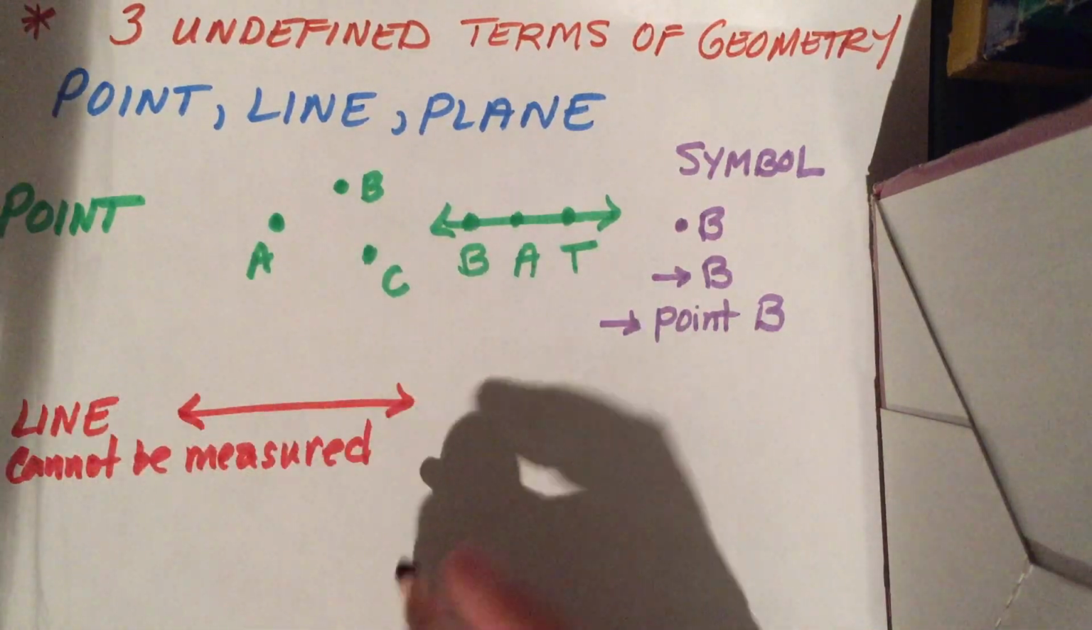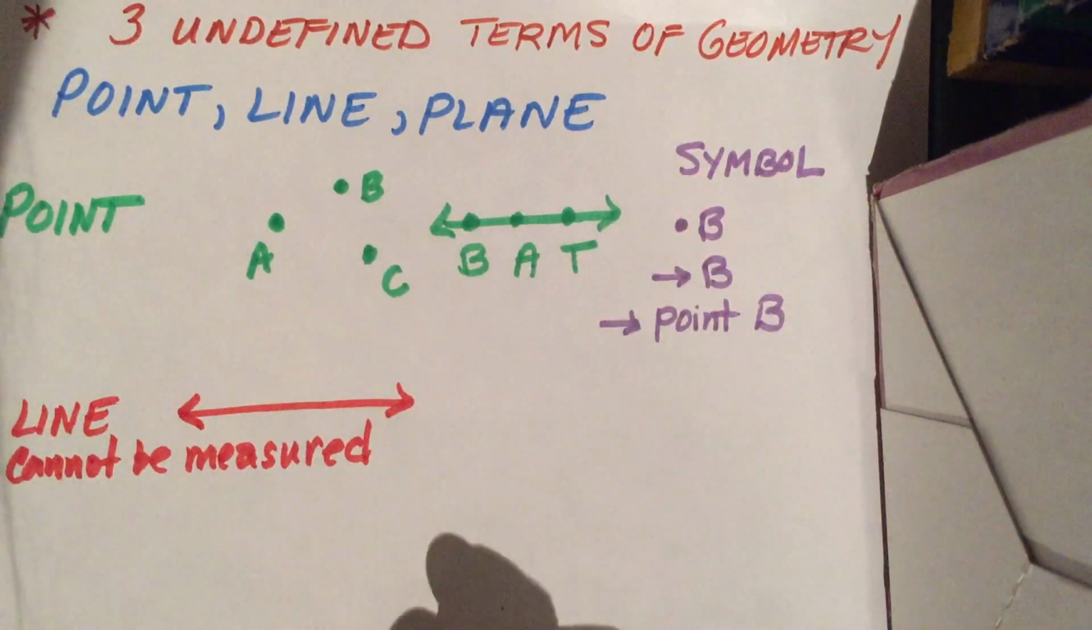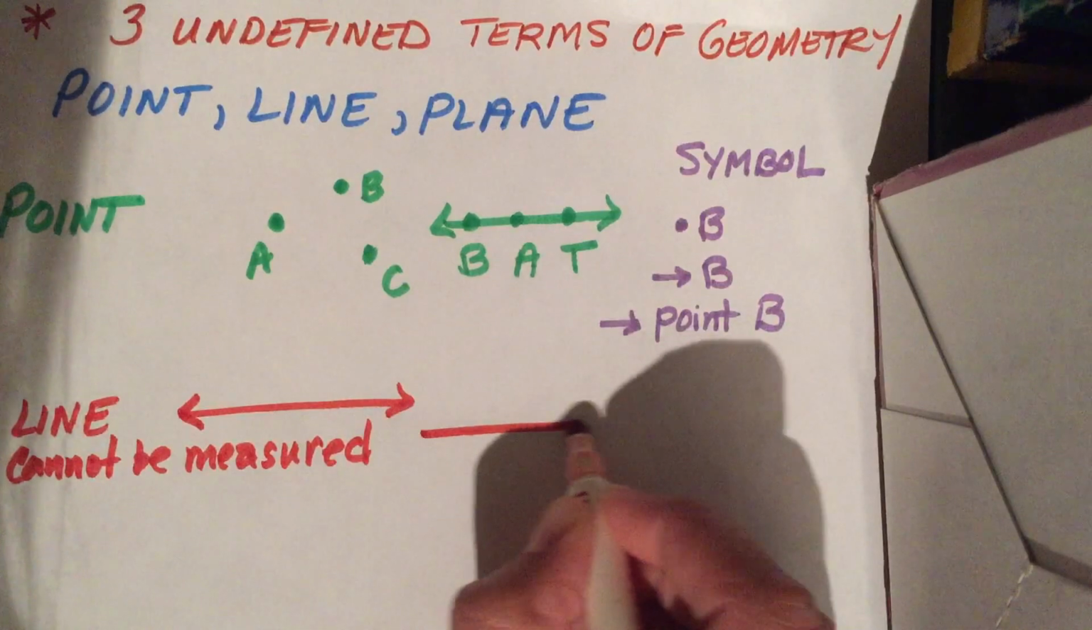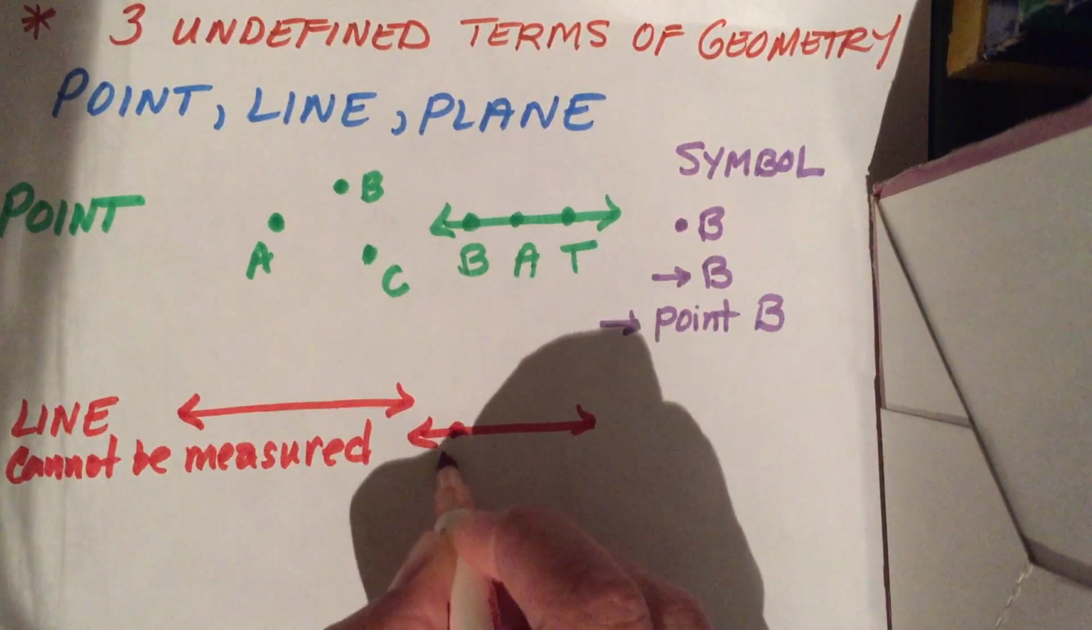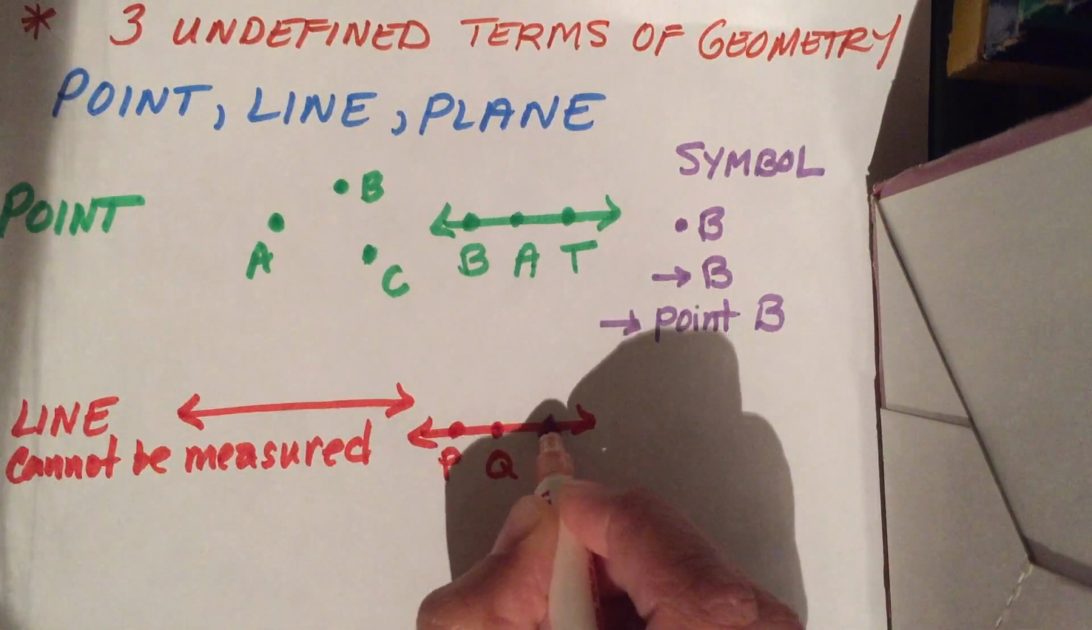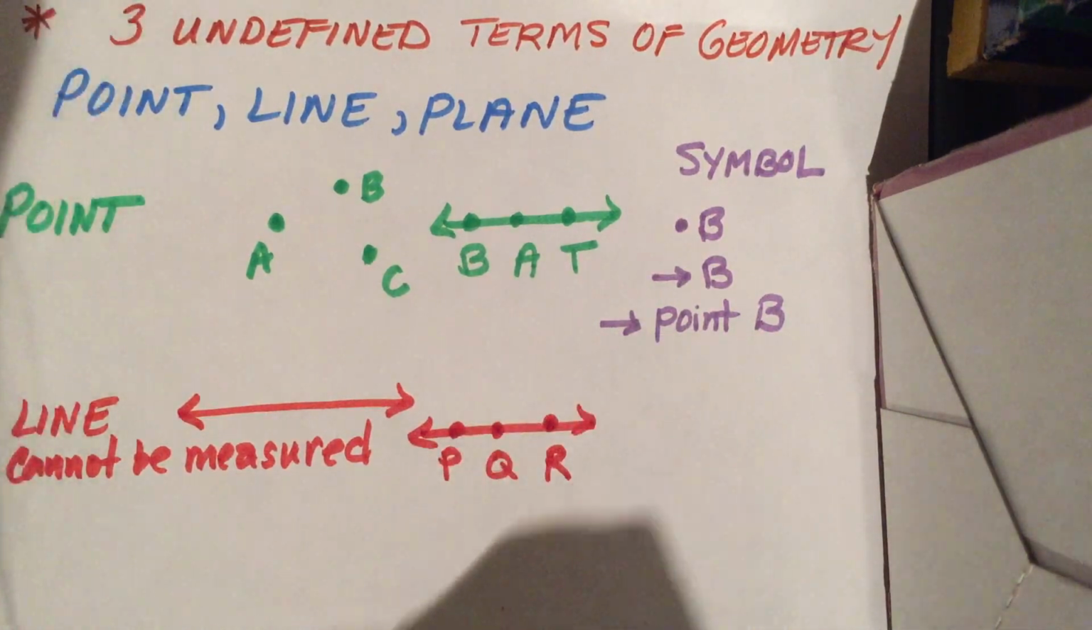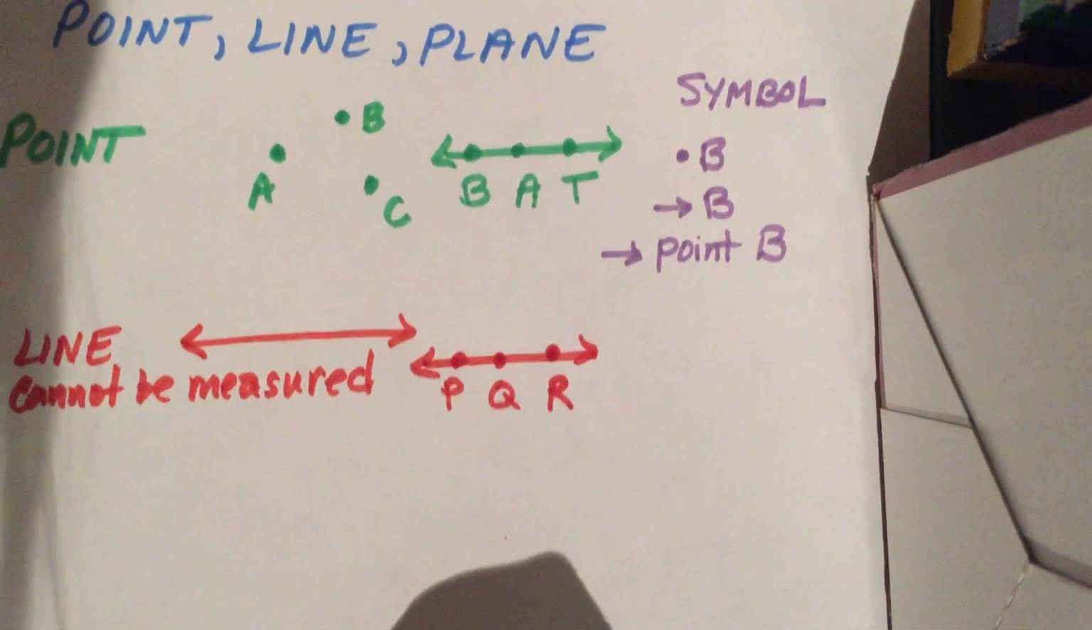Now, when we name a line and we use our symbolic representation, you're going to see a line written in several ways. Here's one way with a few of the points named on that line.